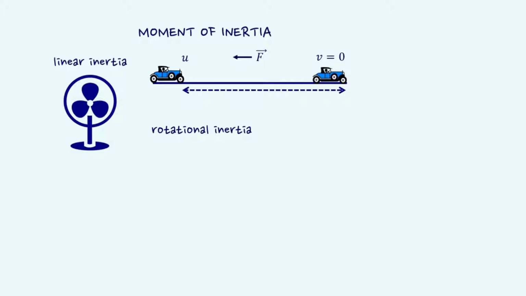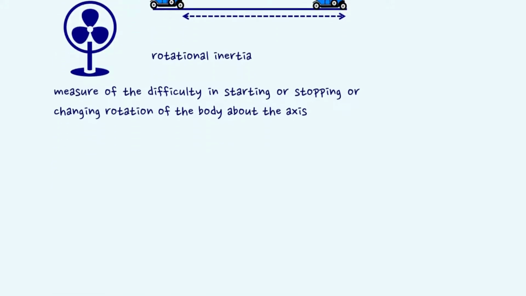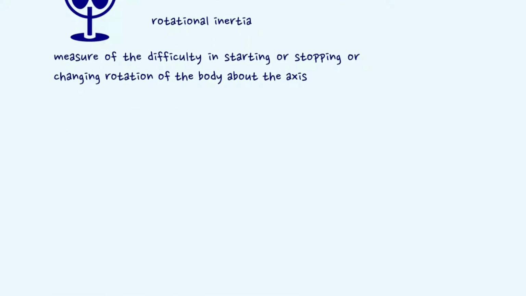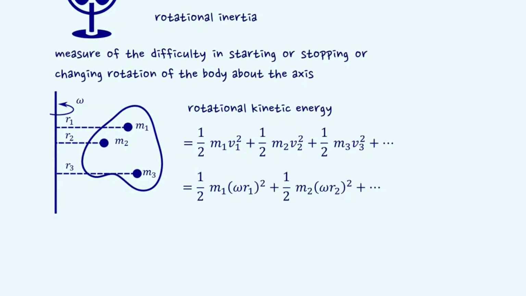As a definition, the moment of inertia of a body about an axis is the measure of the difficulty in starting or stopping or changing the body's rotation about that axis. So far, we have described the moment of inertia qualitatively. To present the moment of inertia in a quantitative way, we have to begin with the concept of rotational kinetic energy. Suppose a rigid body is rotating about a vertical axis with an angular velocity omega.